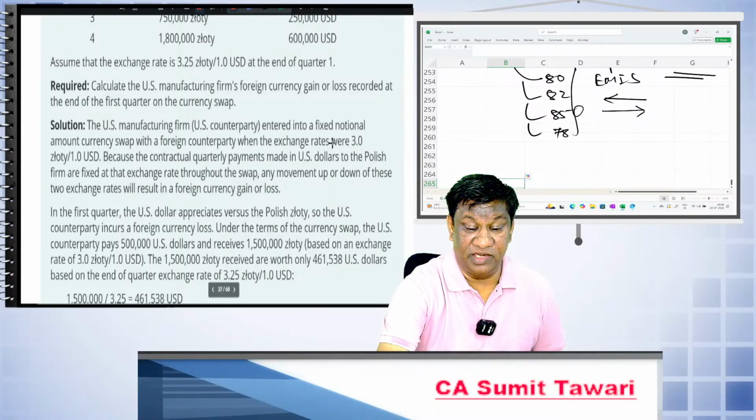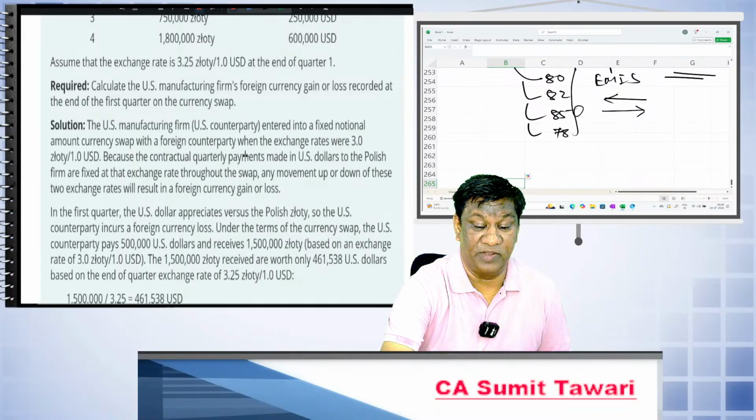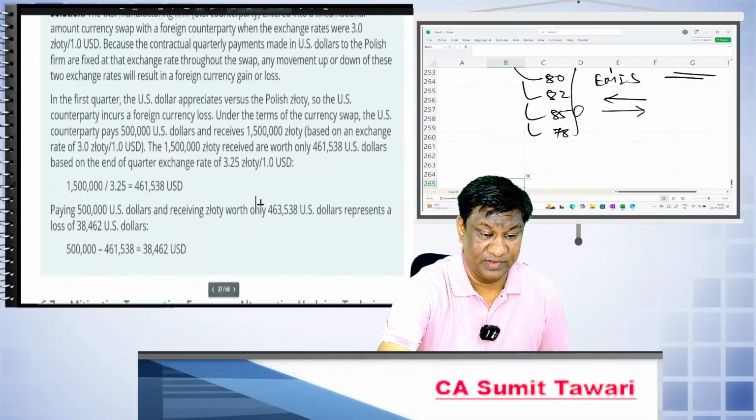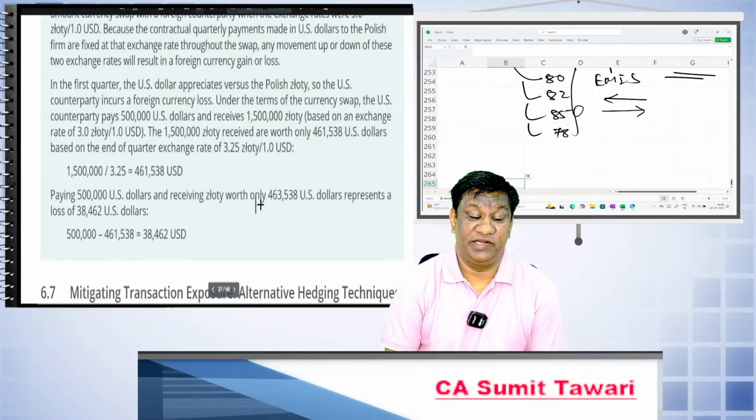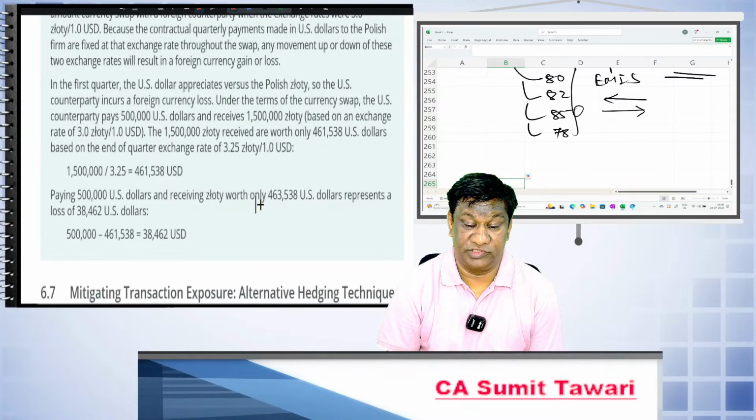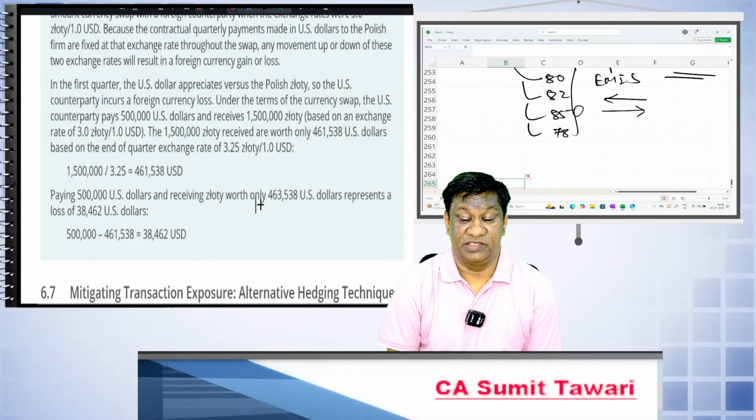The US manufacturer entered into a fixed notional amount currency swap with the foreign counterparty when the exchange rate was 3 zloty for 1 US dollar. Because the contractual quarterly payments made in US dollars to the Polish firm are fixed at the exchange rate throughout the swap, any movement up or down of the exchange rate will result in foreign currency gain or loss. In the first quarter, the US dollar appreciated versus the Polish zloty, so the US counterparty incurs a foreign currency loss. Under the terms of the currency swap, the US counterparty pays 500,000 US dollars and receives 1.5 million zloty.